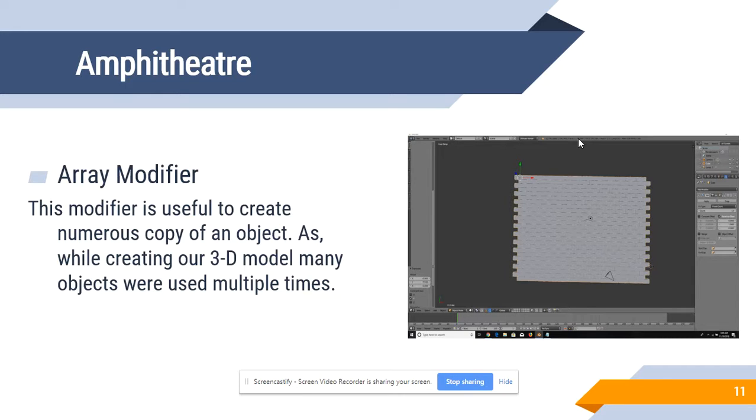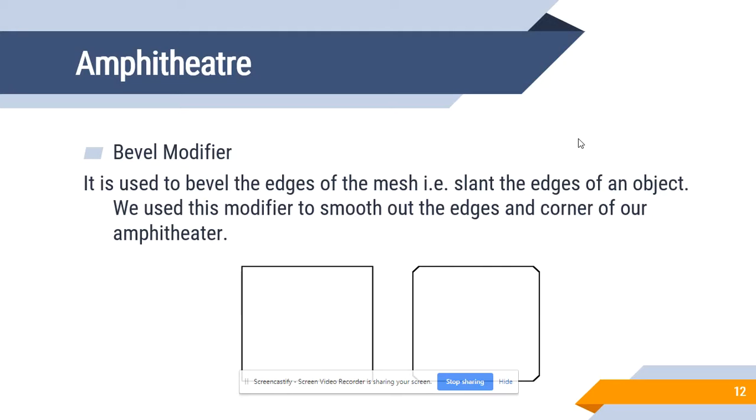The coordinates are just changed, the locations are just changed. So the array modifier is used in that way. Coming to the bevel modifier. The bevel modifier is used to bevel the edges of the mesh. That is, for instance, we have a square that has sharp edges. So the bevel just slants it or gives it a rounded touch.